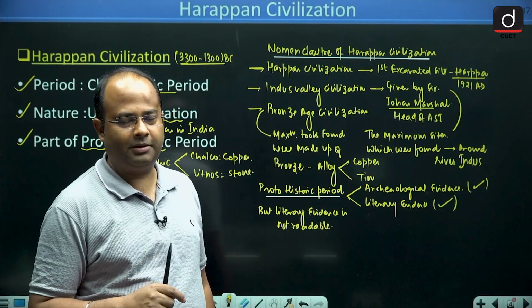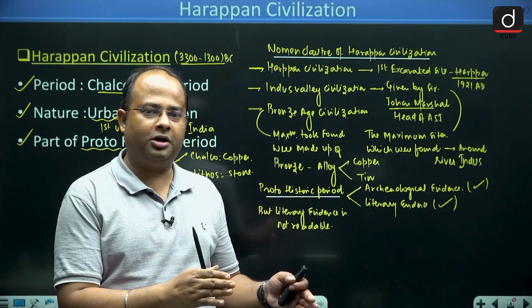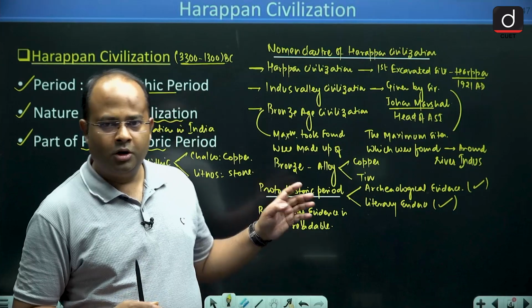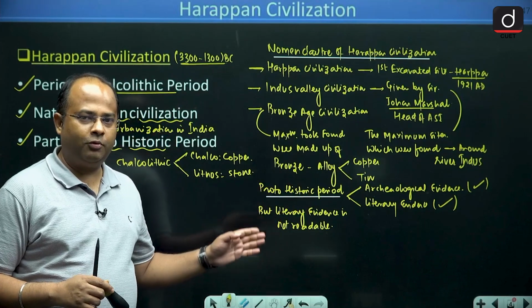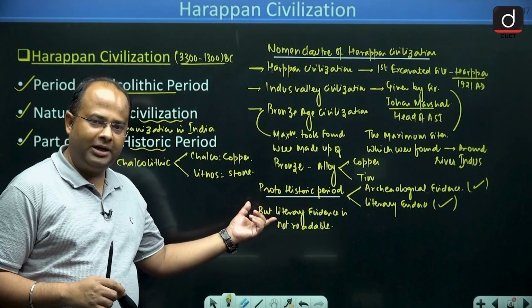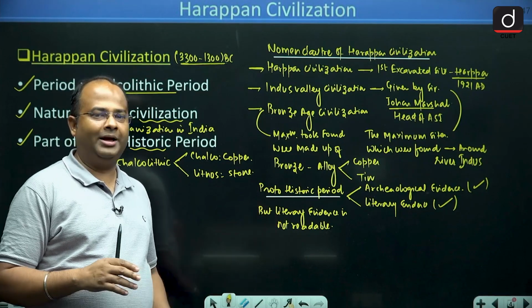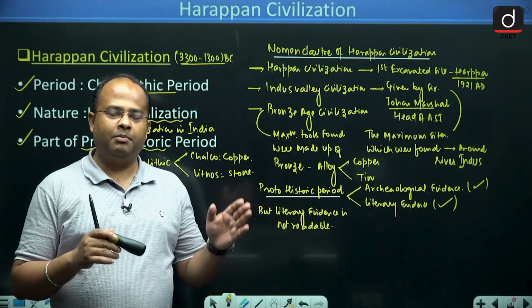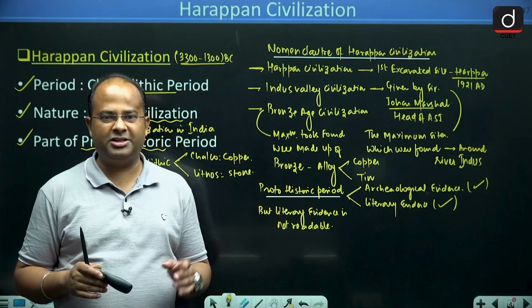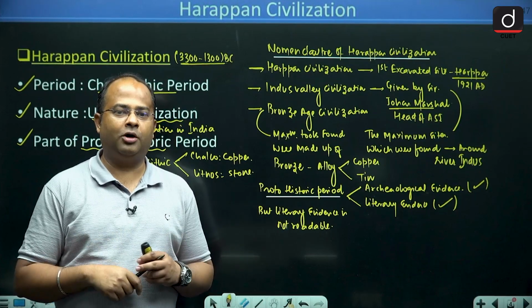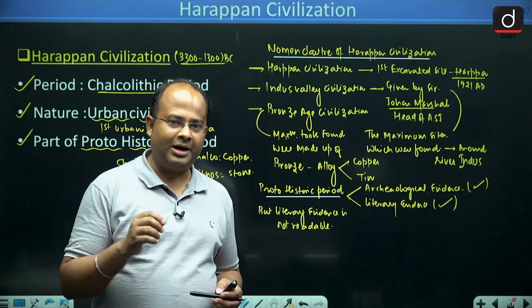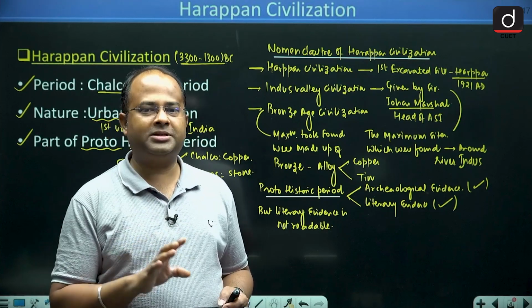Then we have the historic period, where you will find archaeological evidence plus literary evidence, and both are readable. So is that clear to all of you, my dear friends, what is the meaning of proto-historic period and why Indus Valley Civilization is being kept in the proto-historic period? Because we have script and language in Indus Valley, but till now neither script nor language has been deciphered. I hope it is clear to all of you.